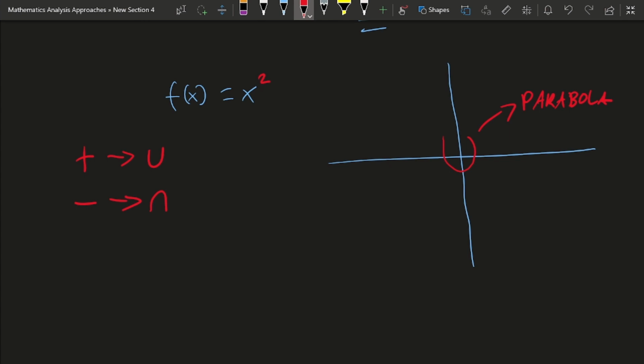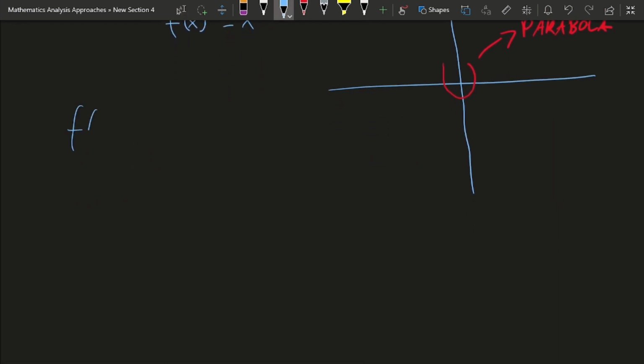So let's look into the notation. I can give you the function h of x is equal to, let's say, x squared plus 4x plus 5. And we can set x to 2.